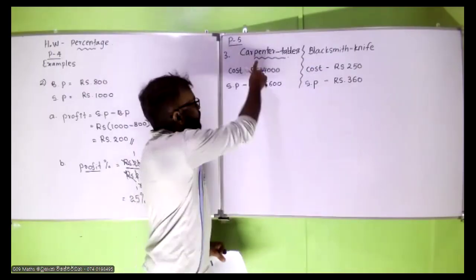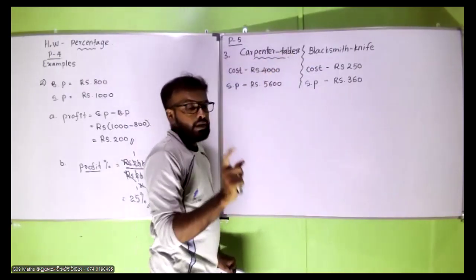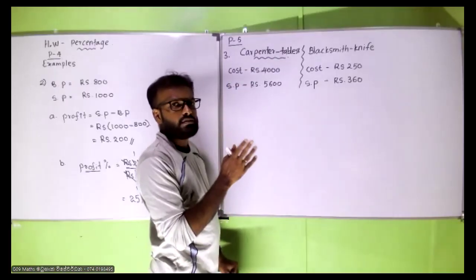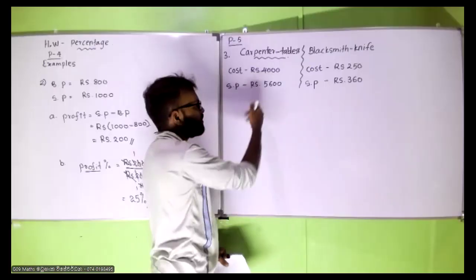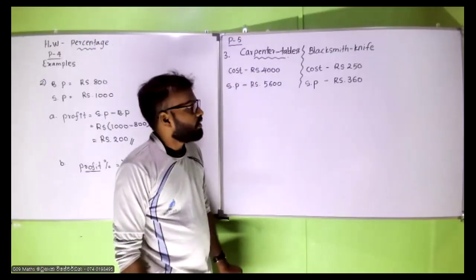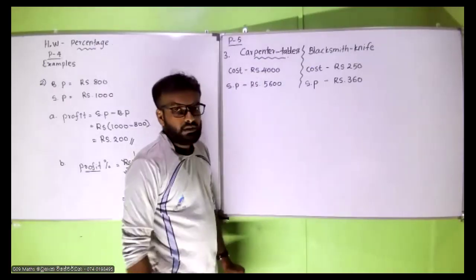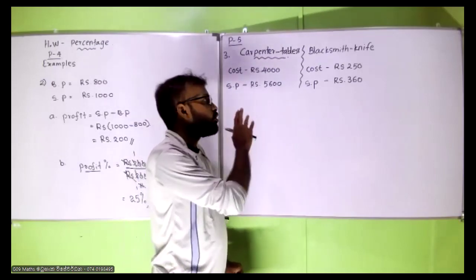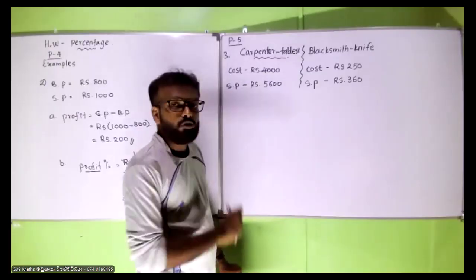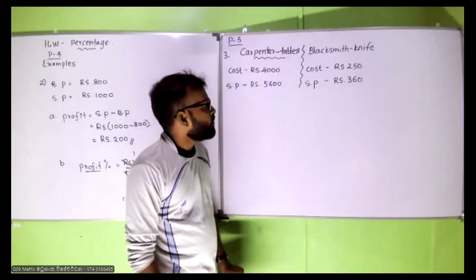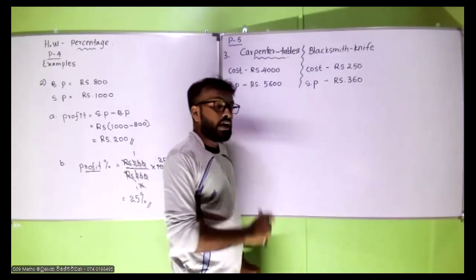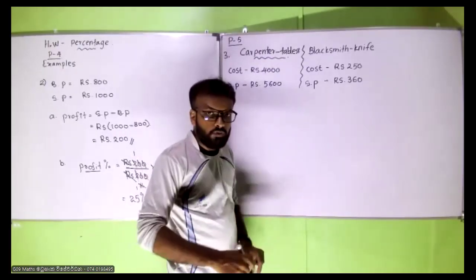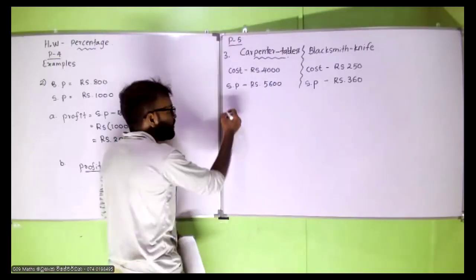For the carpenter, for per table, the cost is 4,000 and the carpenter is selling that particular table for 5,600 rupees. Okay? Then the blacksmith is making knives. The cost of a knife is 250, and the selling price is 360. Now you know how to obtain the profit. So shall I obtain the profit first?